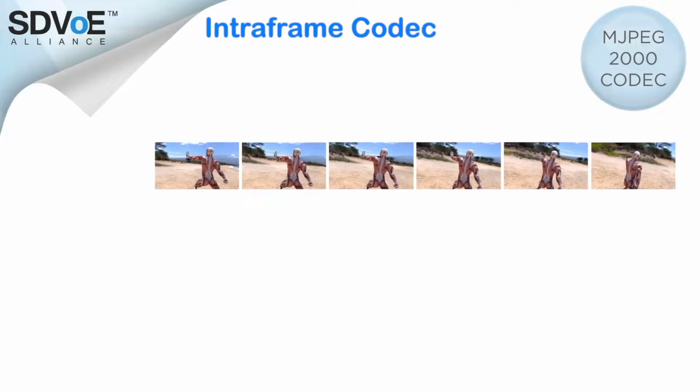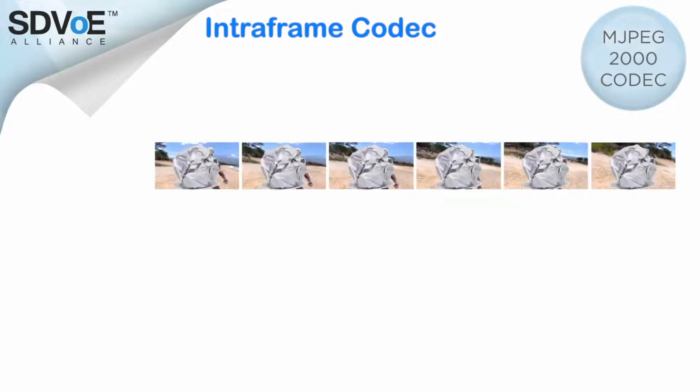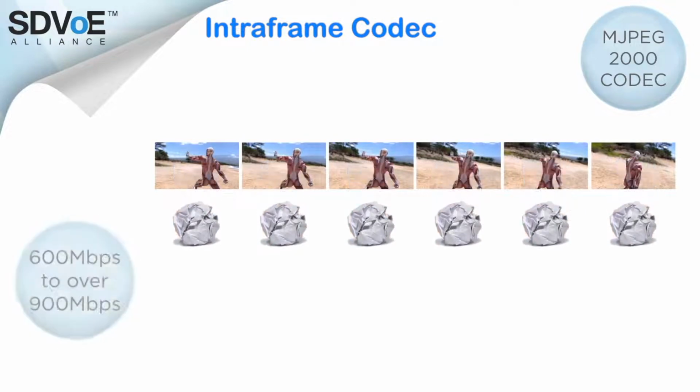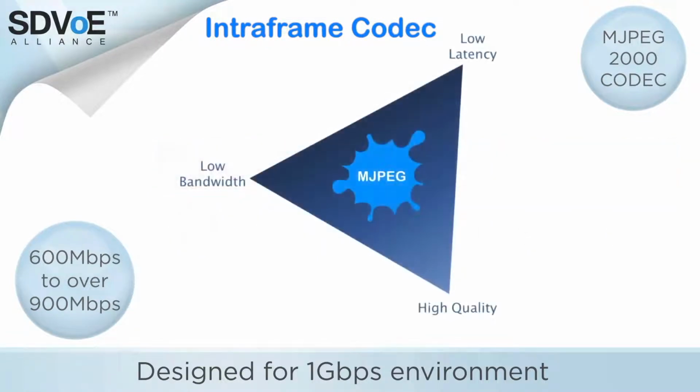Let's start with the MJPEG 2000 codec. This is an intra-frame codec, so it compresses one frame at a time, giving it a typical bandwidth requirement of 600 to over 900 megabits per second. So it's fair to assume this codec was designed specifically to fit within a 1 gigabit per second environment. But how does that affect the latency and the quality?